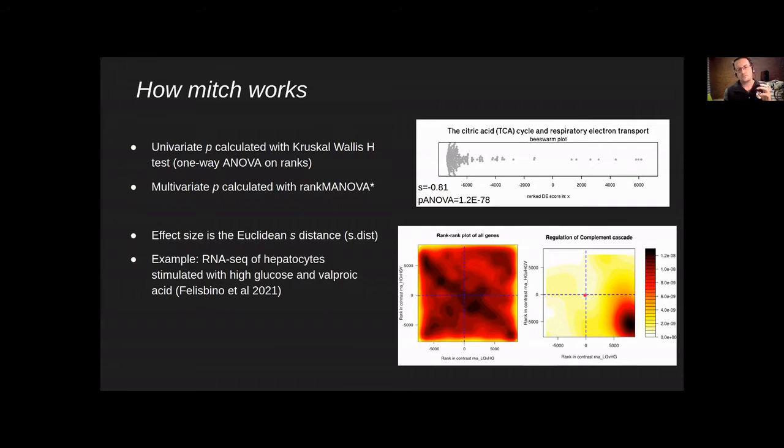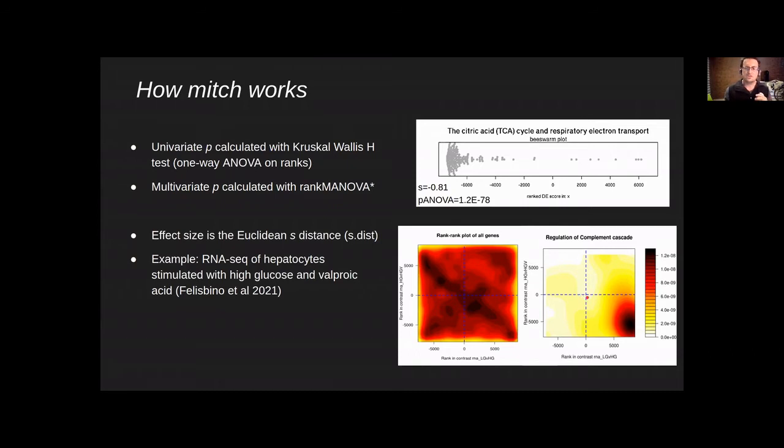Now, Mitch here has identified one gene set, regulation of the complement cascade, which has an enrichment towards the bottom right of the chart. So what this means is it's upregulated by hyperglycemia and downregulated by valproic acid, which means that it's really interesting from a diabetes research perspective.